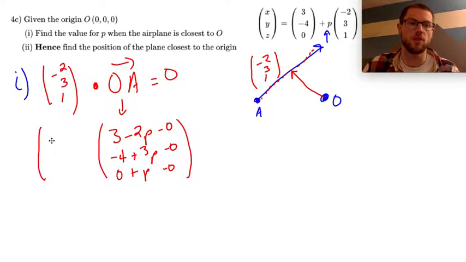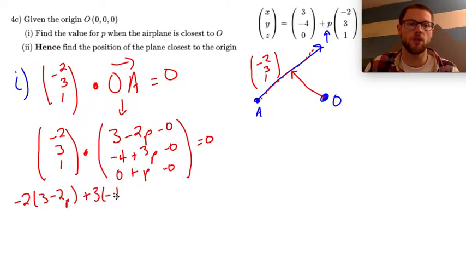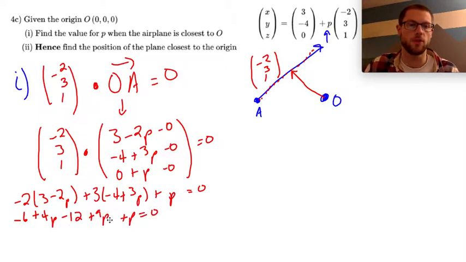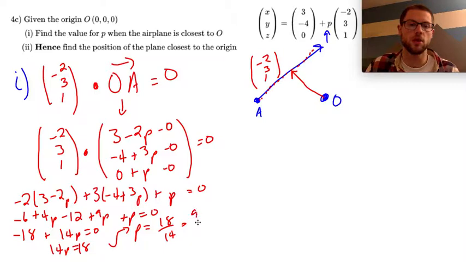And I want to dot that with the direction vector -2, 3, 1, and set it equal to 0. So that gives me -2 times (3 minus 2p) plus 3 times (-4 plus 3p), plus 1 times p, or just p, and that's all equal to 0. Let's multiply this out, and I'll get -6 plus 4p minus 12 plus 9p plus p equals 0. Combining like terms, we get -18 plus 14p equals 0, or 14p equals 18. If I divide both sides by 14, I get p equals 18 over 14, which is equal to 9/7.